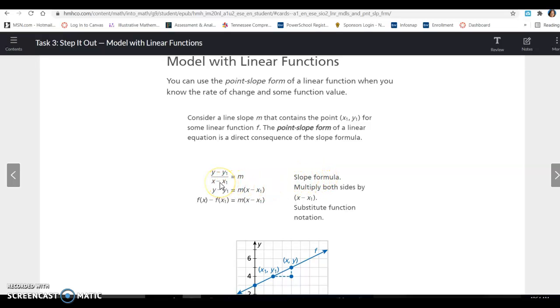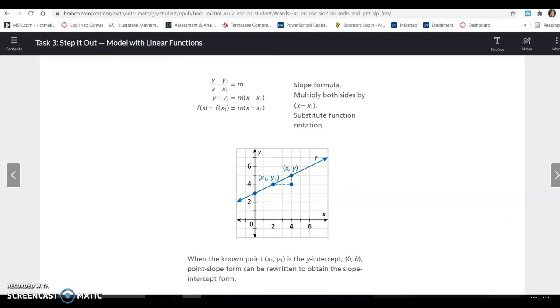And if you multiply both sides of your equation by the denominator so that you don't have a fraction, that gives you this new equation. So this is your point-slope formula. Okay, so y minus y1 equals m times x minus x1 is your point-slope formula. So you can use a point and your slope to actually write an equation.